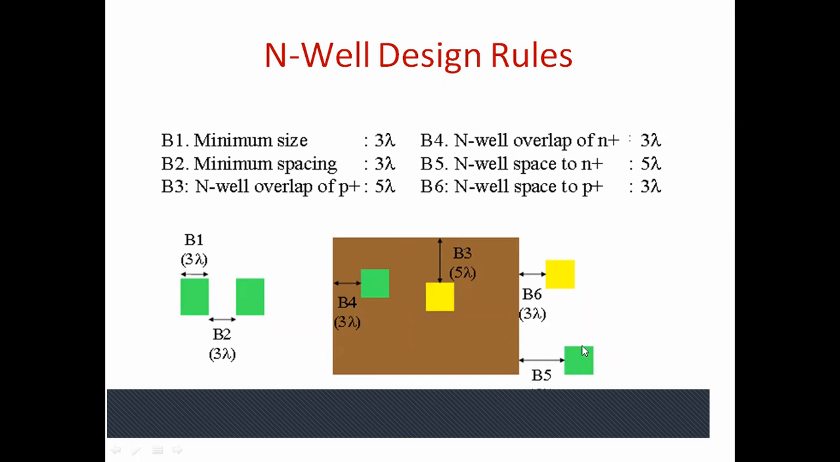This is the N plus area. So outside the N well, the N plus area, the active area, has to be 5 lambda apart. So there has to be this much distance. And B6, if there is a P plus active area, then B6, it has to be only 3 lambda. So these are the rules. You need to understand them and apply them to draw the layout of various circuits.